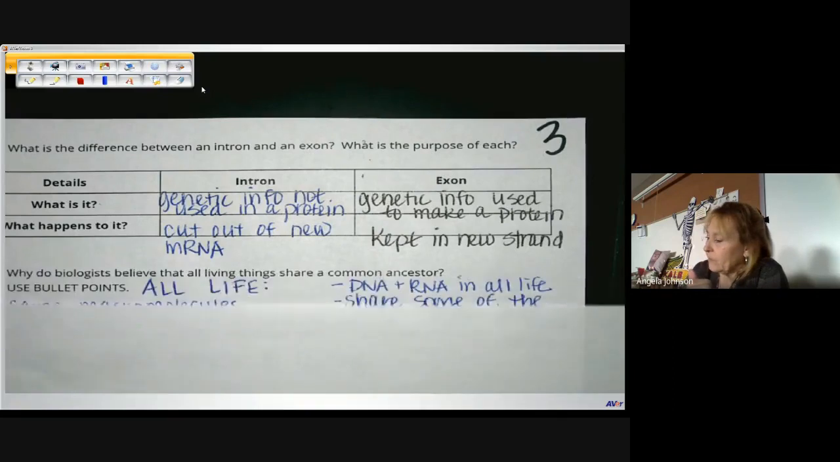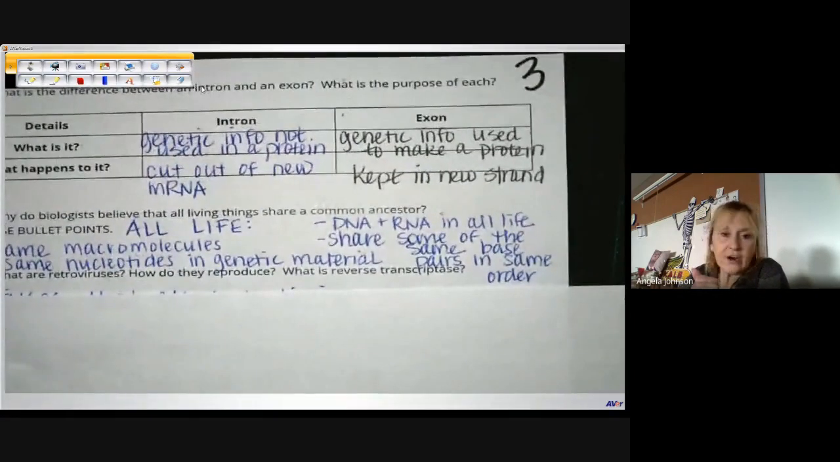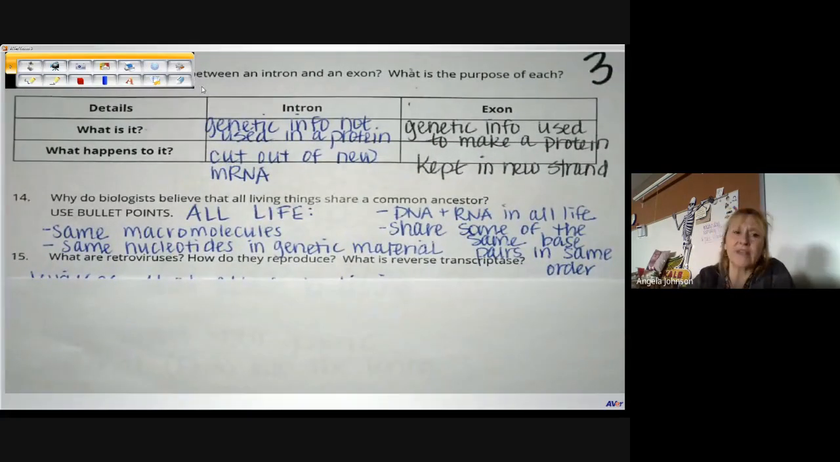All right, why do biologists believe that all living things share a common ancestor? This is a question we have in almost every unit because evolution and common ancestry is a huge theme. It's like the top theme in AP Bio. So what are some of the things that we use as evidence for common ancestry?